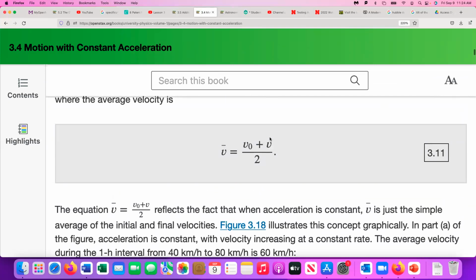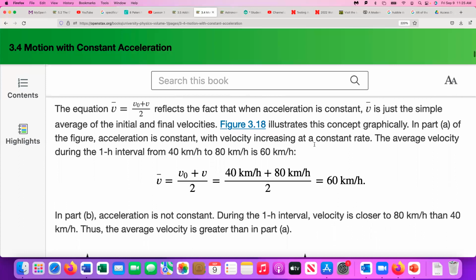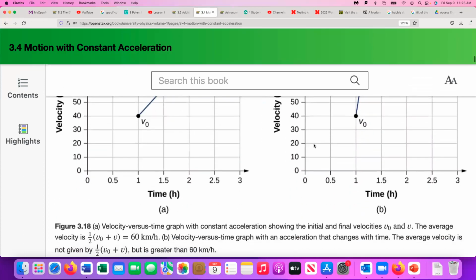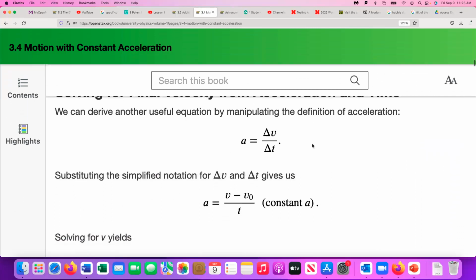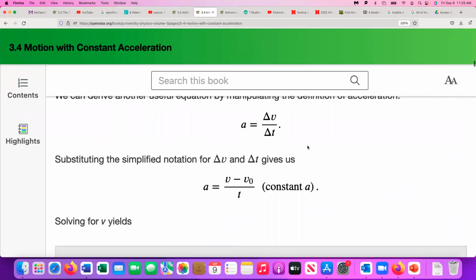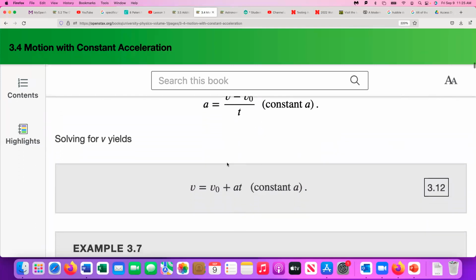Of course, the average velocity can also be calculated. If you take the initial velocity and the final velocity, add them together, divide by 2, that would give you the average velocity. Well, you can do the same thing with the acceleration equation. The definition for acceleration can be solved for the final velocity. You get this equation. Now, these equations really only work, particularly this one, if the acceleration is constant. If the acceleration is changing, these equations don't hold up anymore.